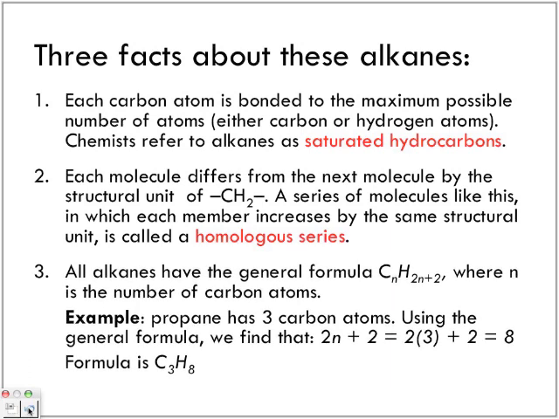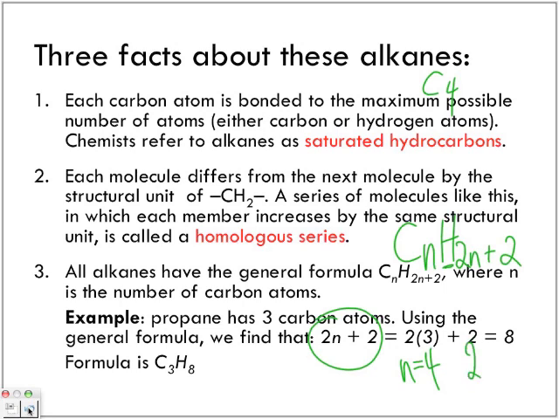And lastly, all alkanes have the general formula of CnH2n+2. So if we put in the place of n, let's say we have 4 carbons, we're going to have C4, and H is going to be 2 times whatever our n value was, which represented 4 carbons, plus 2. So 4 times 2 is 8, plus 2, 10. So the formula would come out to C4H10.